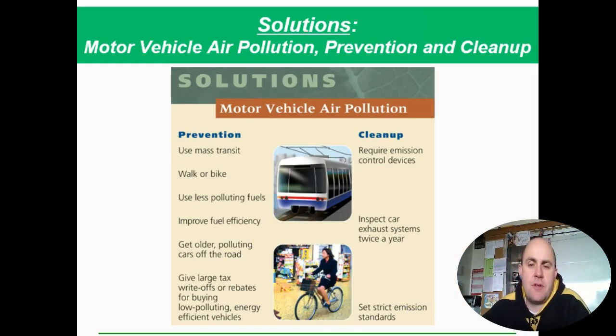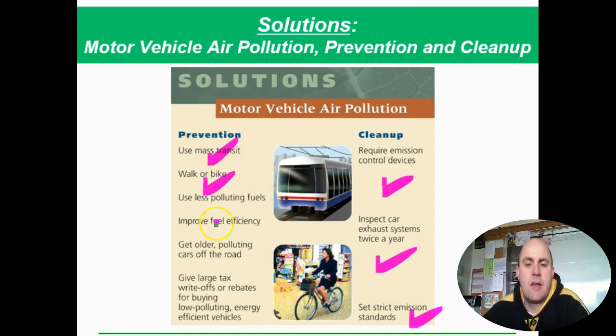On motor vehicles, a lot of these are going to be similar ideas. How do you clean it up? Require emission control devices. We need to inspect cars twice a year. We can set strict emission standards. Or we can prevent it by using mass transportation and walking, using less polluting fuels, improving fuel efficiency, getting older cars off the road, and giving large tax write-offs to people with more efficient cars.